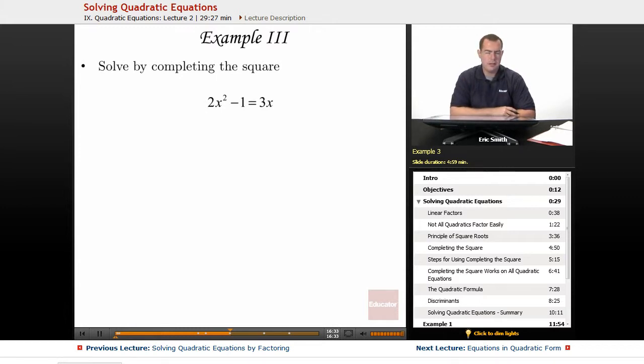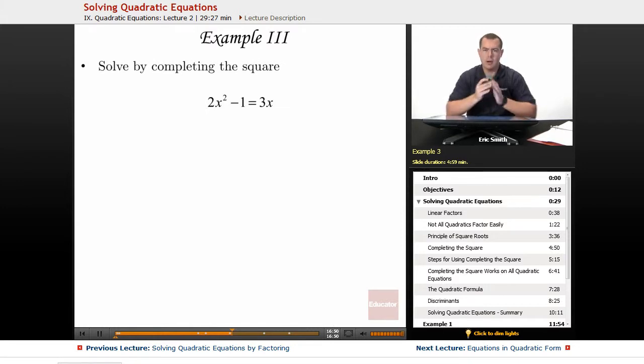Now, unfortunately, completing the square can be a clunky process, and that's really what I want to demonstrate with this next example. 2x squared minus 1 is equal to 3. Watch how, even though the numbers are a little bit more difficult to work with, I still go through all of the same steps in order to get my solution.